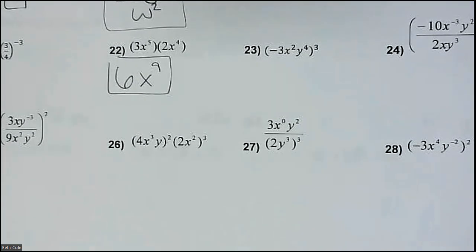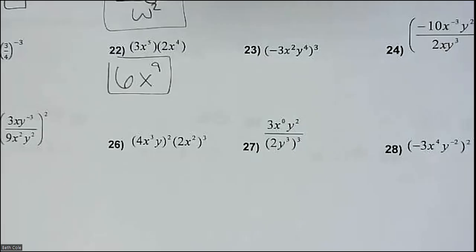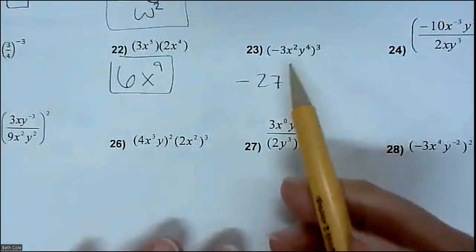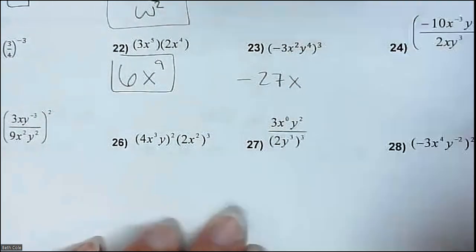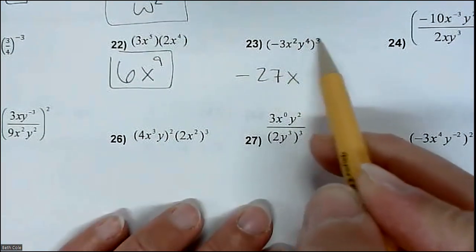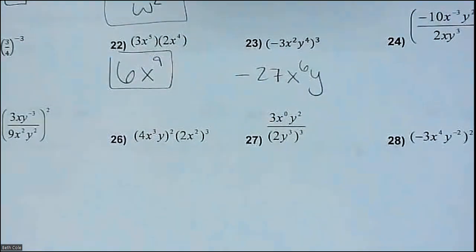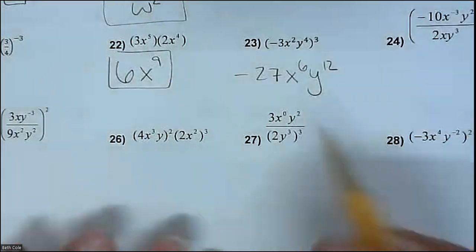Oh, I guess I didn't hit share screen. Let me hit share screen so if anybody's just watching the video, they can see. I just typed this into Desmos. It came out to -27. All right, so that's going to be the first part of our answer. So -27. Now, what's the rule for power to a power? Multiply. Good, multiply. So for the x, you would do 2 times 3. So 6. And then for the y, you would do 4 times 3, which is 12.